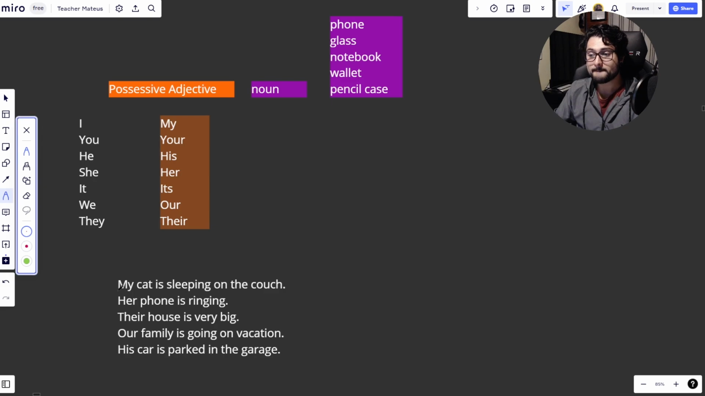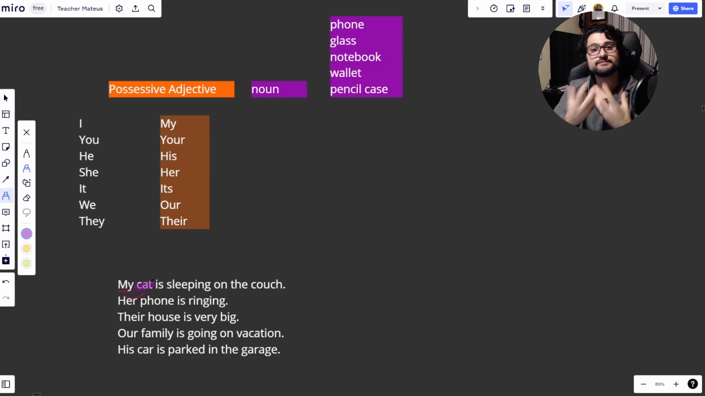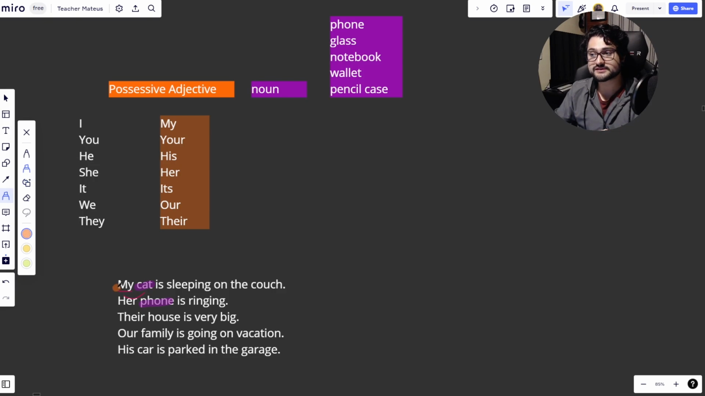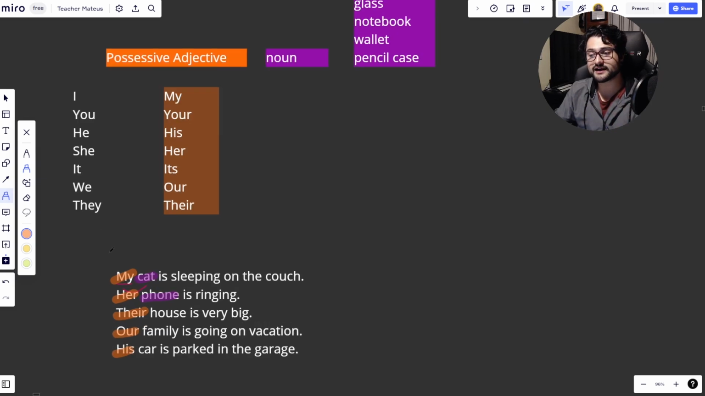For example, my possession, cat is the noun. My cat. Let's highlight that. My cat is sleeping on the couch. I'm saying that this cat belongs to me. Her phone, phone is our noun. Let's add in orange the possessive adjective. My cat, her phone, their house, our family, and then his car.